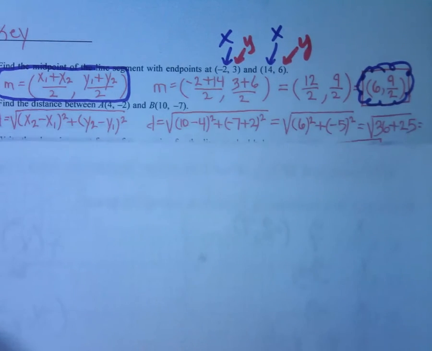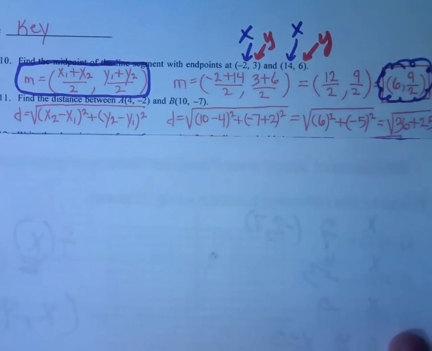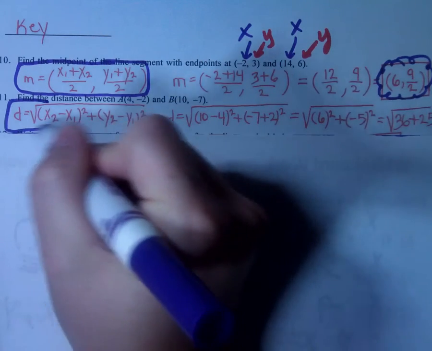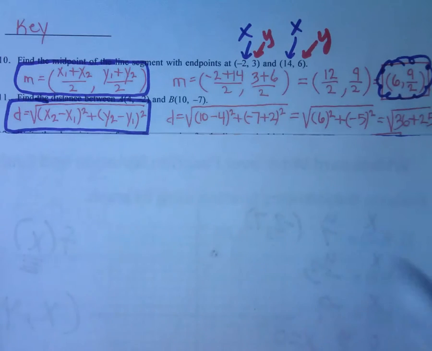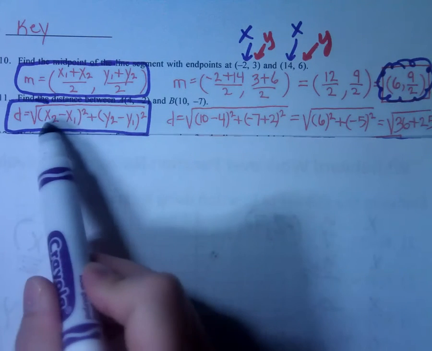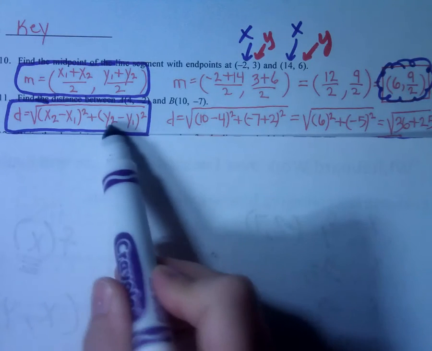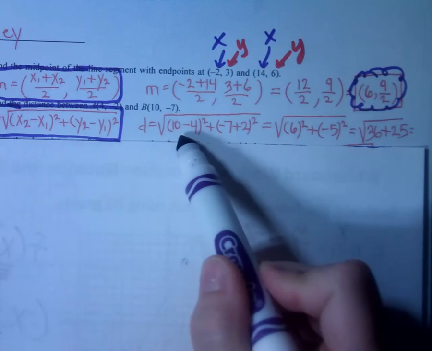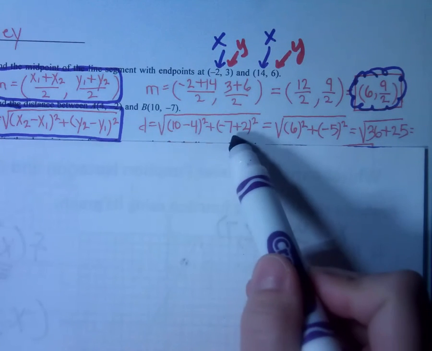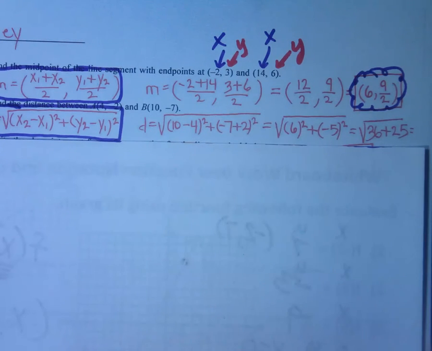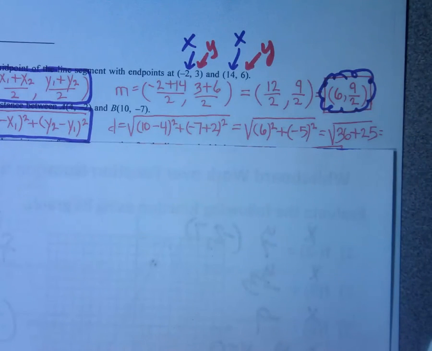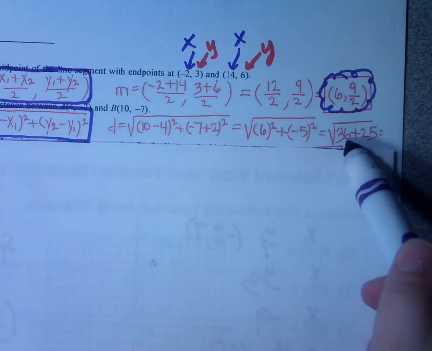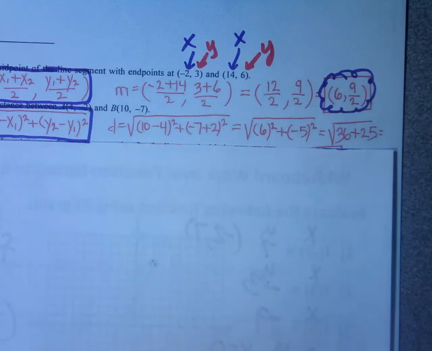Okay, number 11. This one requires us to use the distance formula. So if you ever have 2 points and you want to find the distance between them, we follow this formula. So you just subtract the x's, get that answer and square it. Subtract the y's, get that answer and square it. And so that's exactly what happened here. We subtracted the x's, we're going to square it. We subtracted the y's, and we're going to square that. And you end up with 6 squared, which is 36, and -5 squared, which is 25. And if you add 36 and 25, you get the square root of 61.